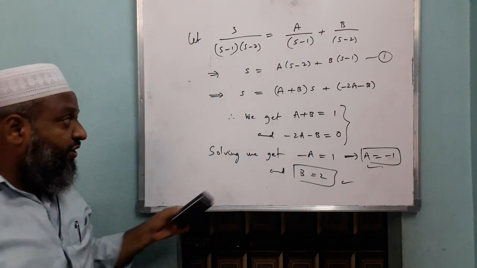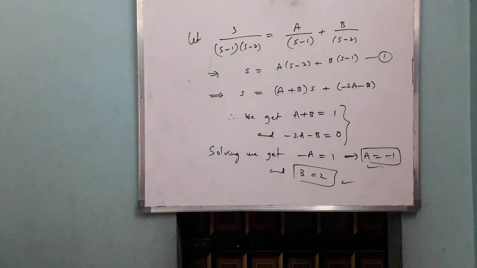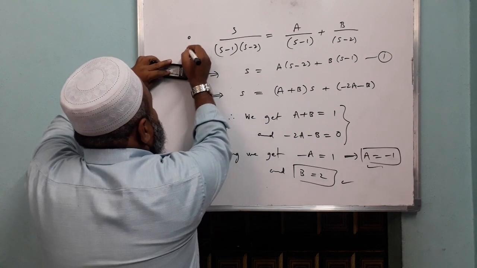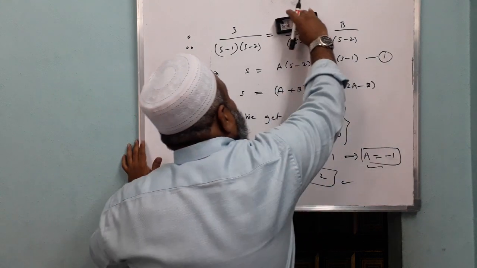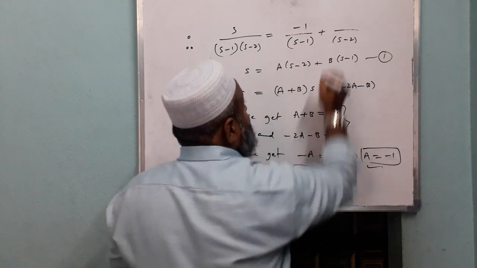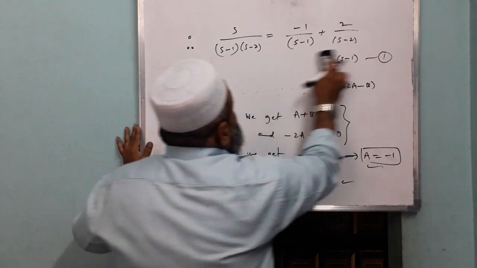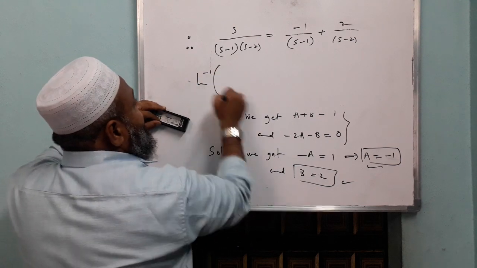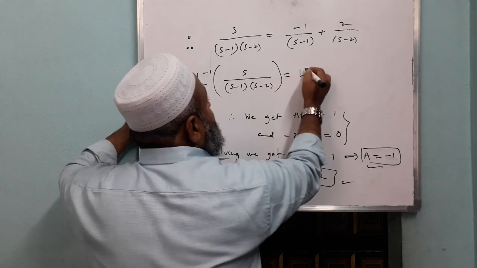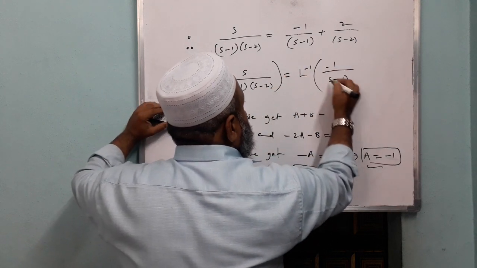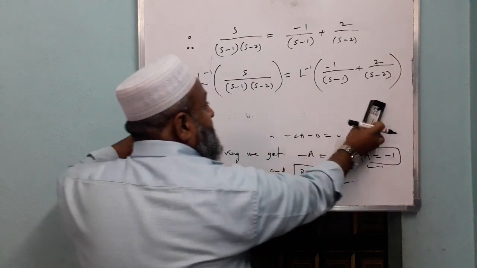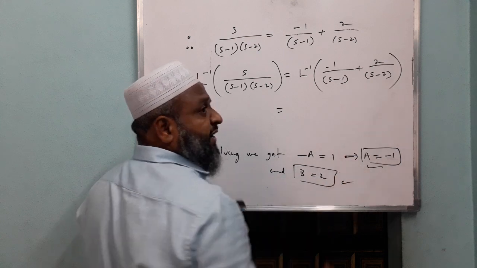So if you want to take the screenshot. Okay, therefore I am just saving some ink and time. I will substitute that a and b here itself. That a is minus 1 and that b is 2. So we need now the L inverse of this one. So that is nothing but L inverse of minus 1 by (s minus 1) plus 2 by (s minus 2). So what comes now? That is just separating by linearity property.